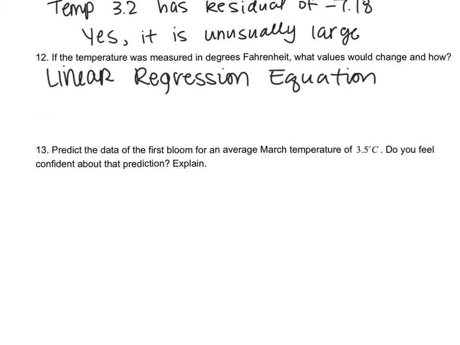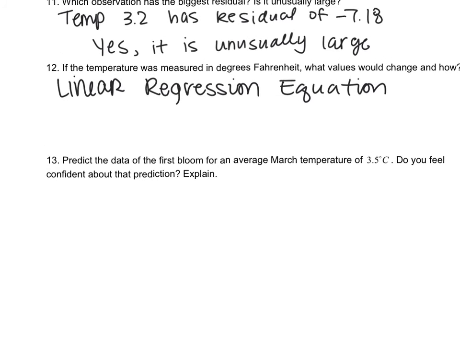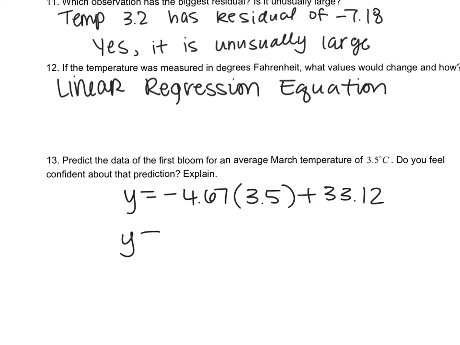Okay. Lastly, we want to predict the date of the first bloom for an average March temperature of 3.5. And then we want to know, do we feel confident about our prediction? Explain. So again, we're going to go back to our equation. y equals -4.67, and now we're going to plug in 3.5, plus 33.12. So evaluating our equation for 3.5 is going to give us a predicted day of 16.78.